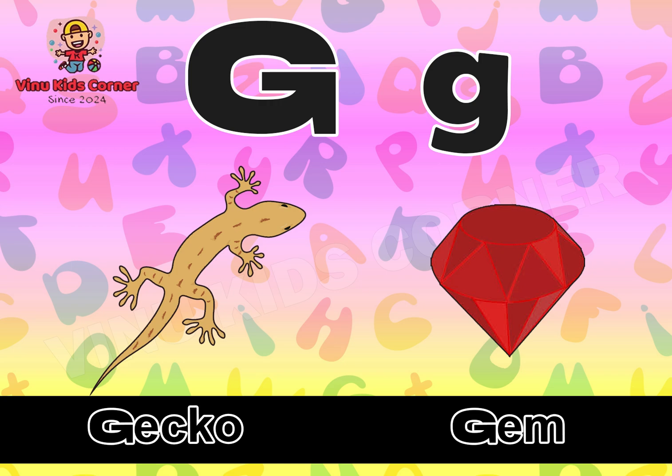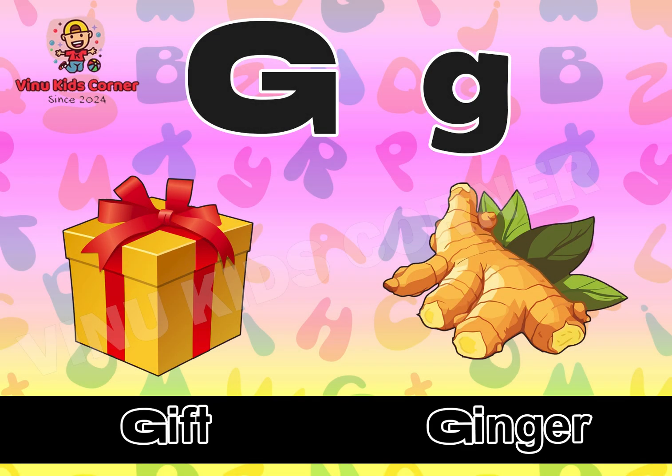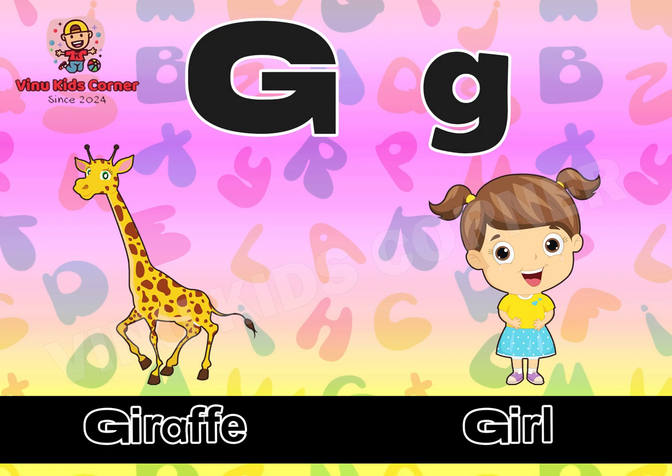G is for gecko. G is for gem. G is for geek. G is for ghost. G is for gift. G is for ginger. G is for giraffe. G is for girl.